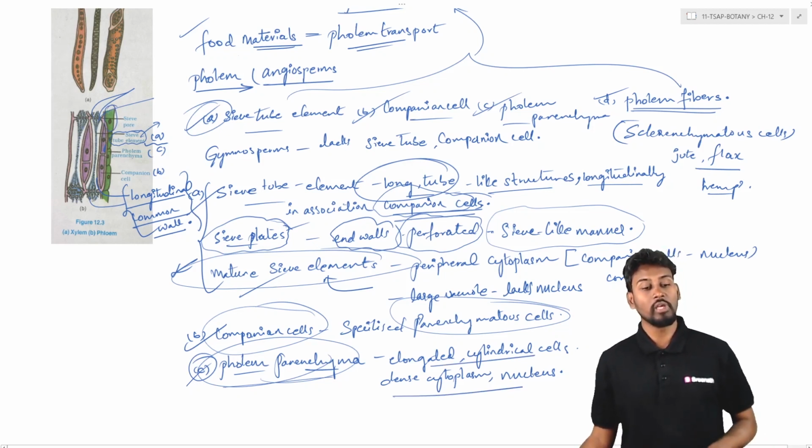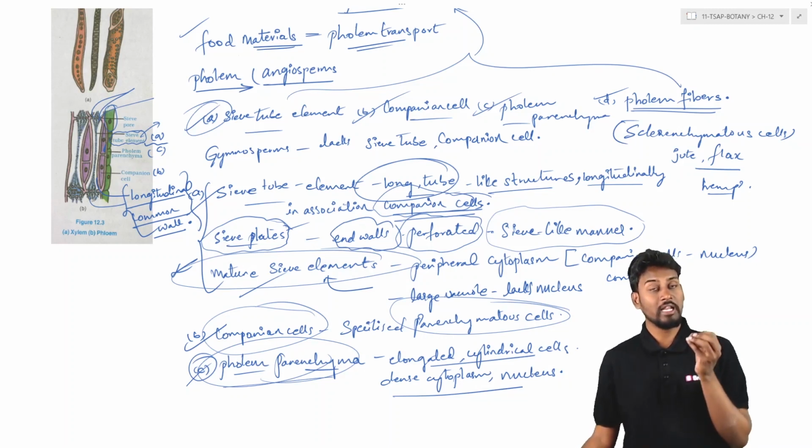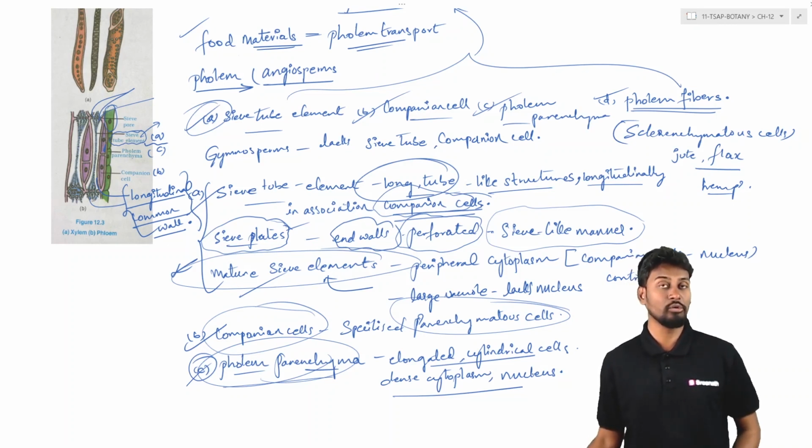The phloem parenchymal cells generally cover the entire package of the phloem tissue. They are elongated, showing a cylindrical format, and they have dense cytoplasm and a nucleus in them.